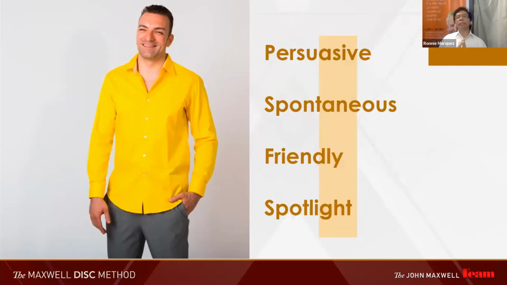What's the I personality? If you see people wearing colored clothes like yellow, red, somehow you would see them very vocal. They could probably be an I. Their dominant personality is an I, which is influencing. I's persuade others by speaking, and they are spontaneous, friendly, and often in the spotlight. They are very comfortable in the spotlight. According to the study, it is estimated that I's make up 11% of the population.